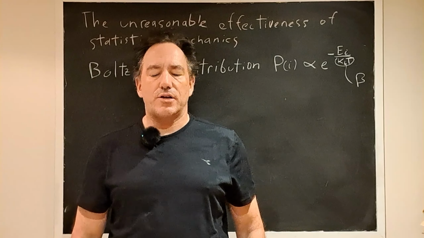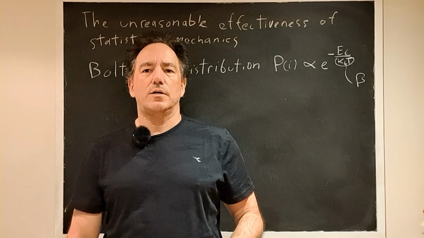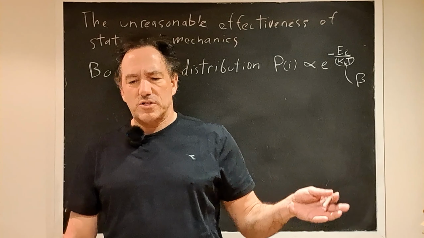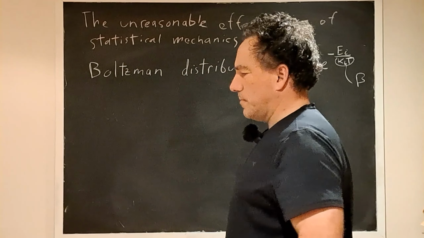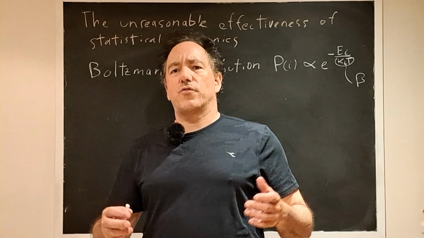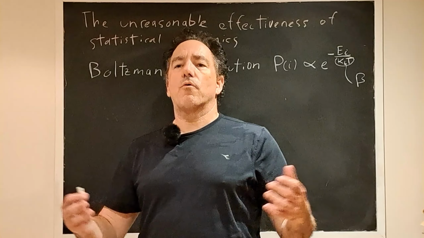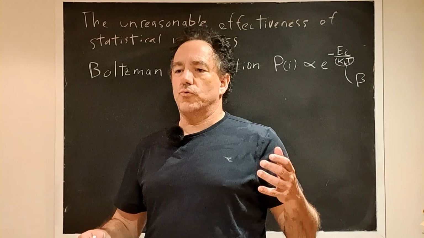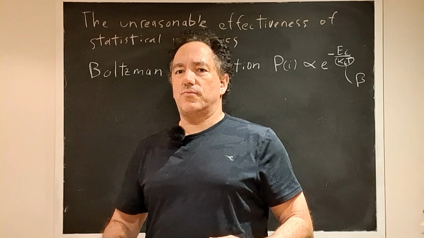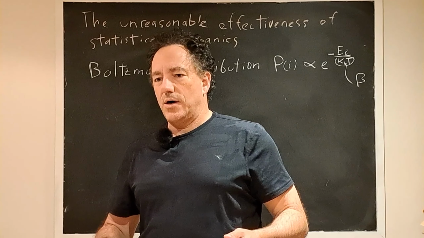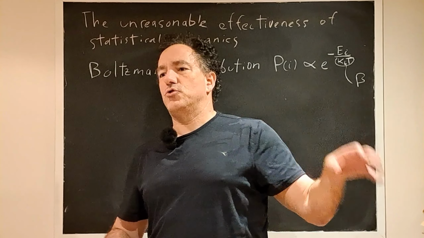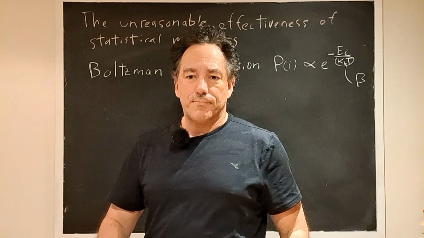Hello, in this video I would like to present some examples of what I call the unreasonable effectiveness of statistical mechanics, and more especially of the Boltzmann distribution. So statistical mechanics is concerned with the behavior of a large number of particles, and you want to get some properties of such systems which have many particles without necessarily looking at where all the particles go individually, because you have too many of them.